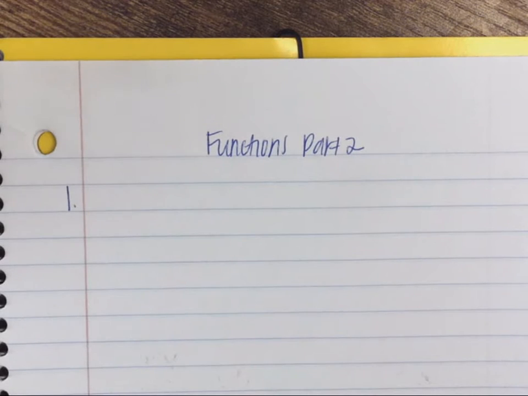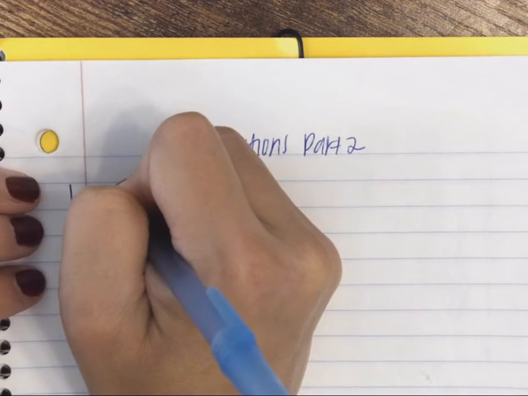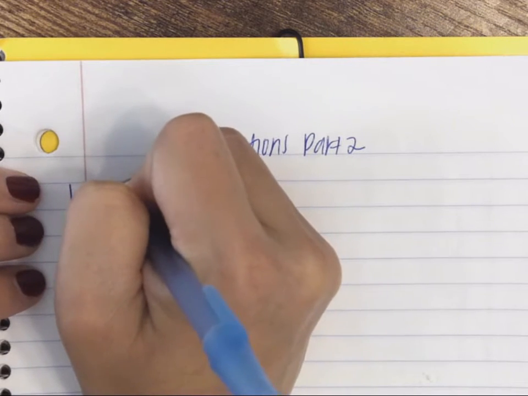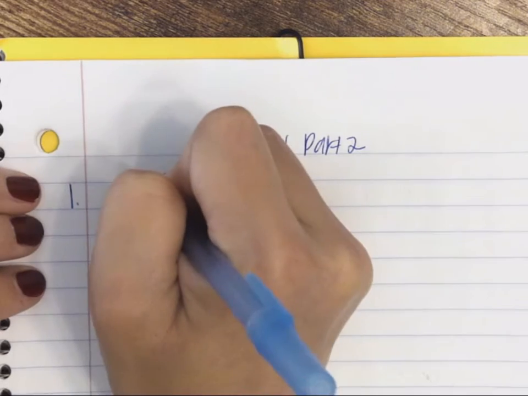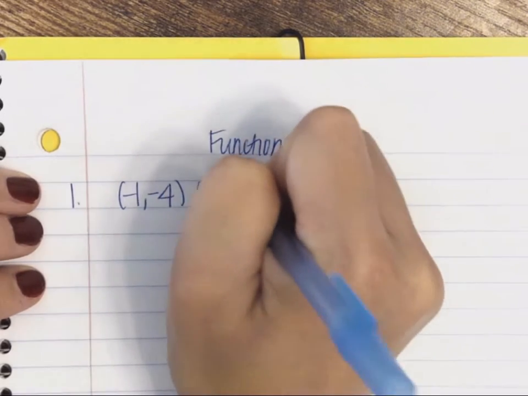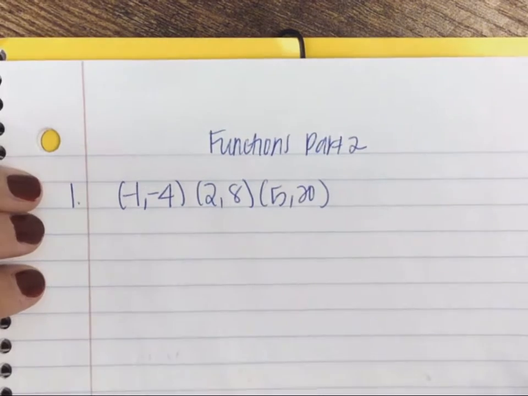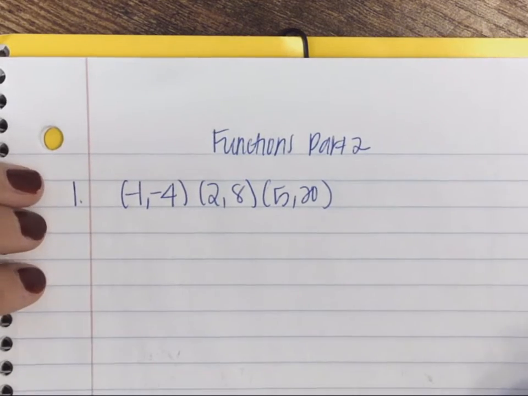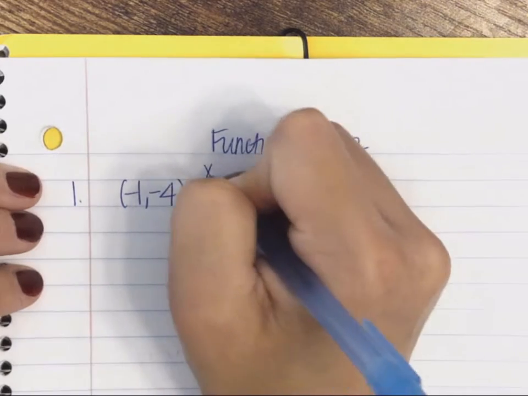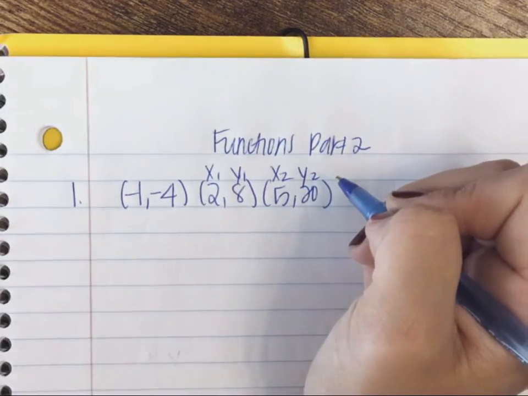So on the notes, number one says to write a rule for the function, then find x when y is equal to 32. We have a table of values, and the ordered pairs on that table are -1, -4, 2, 8, and 5, 20. To write an equation, or to write a rule, that means the same thing, I need to find my slope first. So I'm going to use those two ordered pairs to do that.